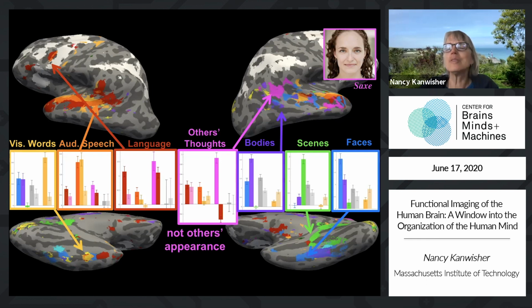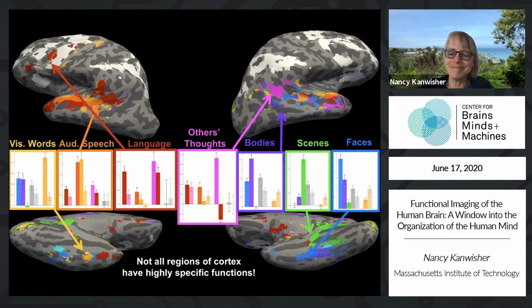Okay, so what's cool about Rebecca's work is she has spent lots of effort showing that that region is not engaged in processing what other people look like, or even their bodily sensations like thirst or hunger or pain. It's very specifically involved in thinking about the contents of their thoughts, which is remarkable.